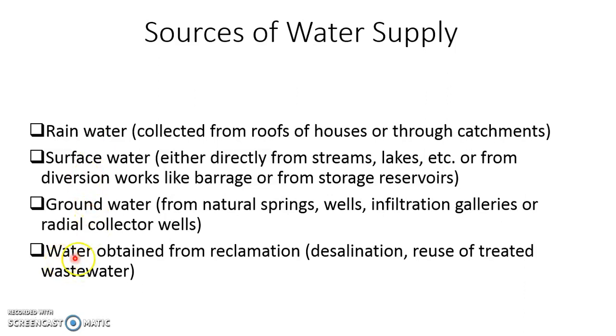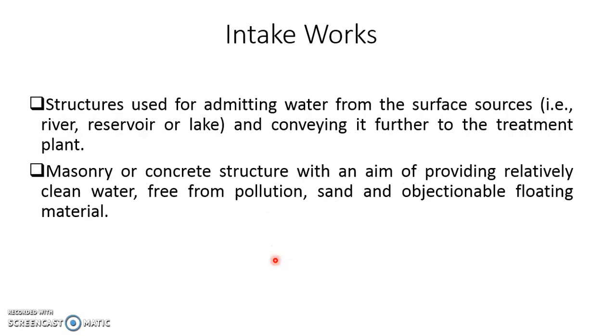Then the fourth source is water obtained from reclamation. Reclamation means after some processing. For example, desalination. You are removing the salt from seawater and making it potable water. So this is reclamation, desalination, removing salt from seawater and then utilizing it as potable water. Or reusing the treated wastewater. Wastewater is there, it has been treated, now it can be reused as potable water. And this is being done in many countries.